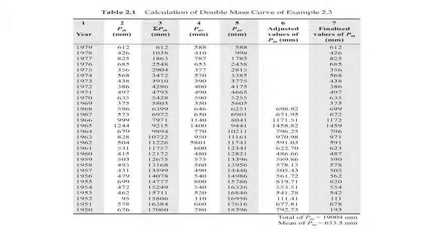Then finally you will get column number 7. This is the final value of the corrected rainfall data. So this is how you find out the inconsistency of the data and correct it. I hope you understood. Thank you.